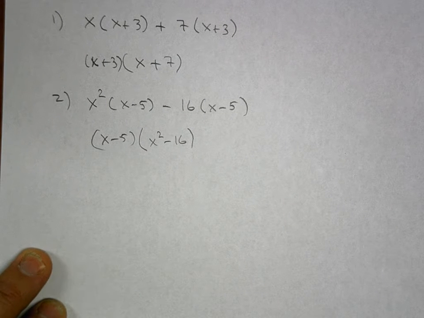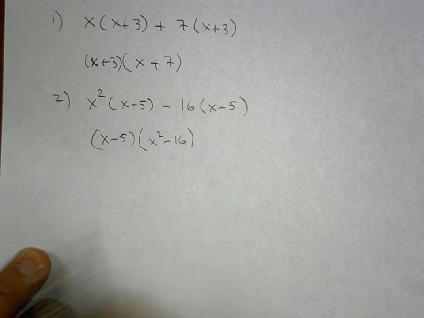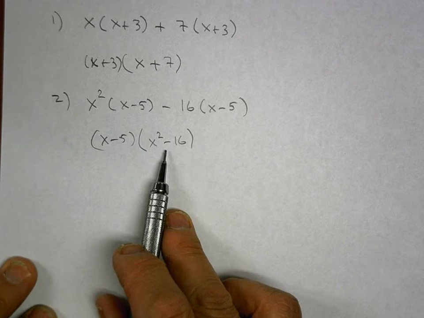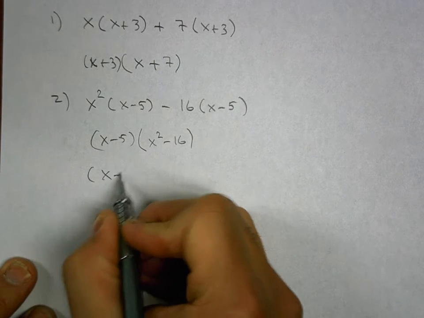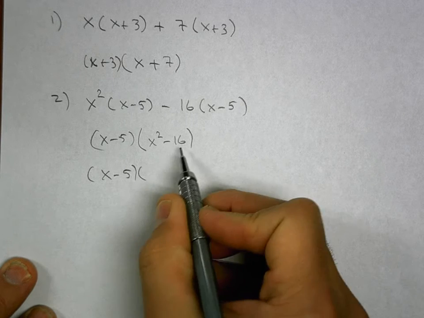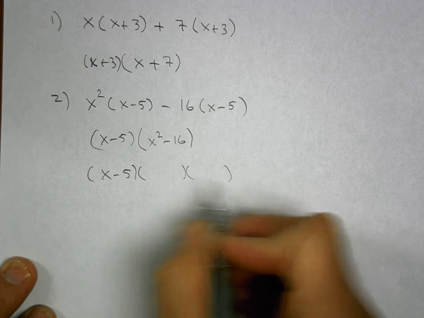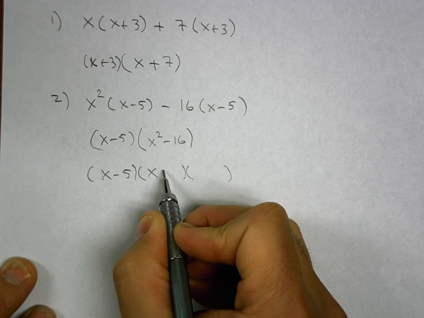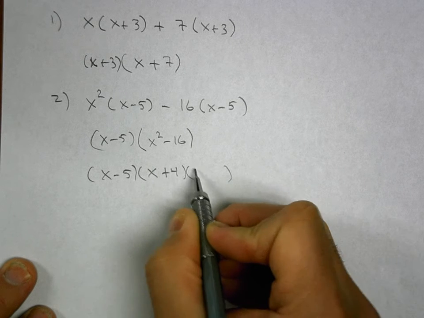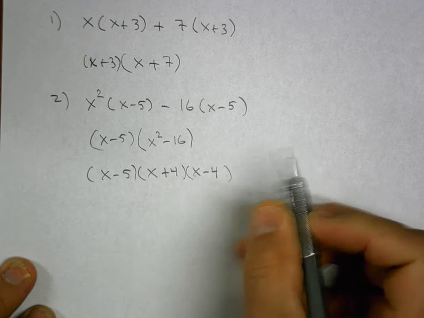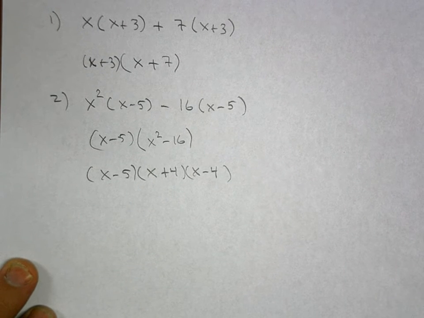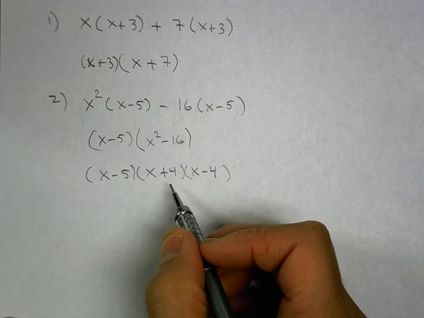Okay, well, are we done factoring? No. There's a what? Difference of two perfect squares. Okay, so we'll just tag this x minus 5 along. And how does that factor? There we go, x plus 4, x minus 4. And that is completely factored. There we go. And I'm sure we'd be able to graph that if we had to.